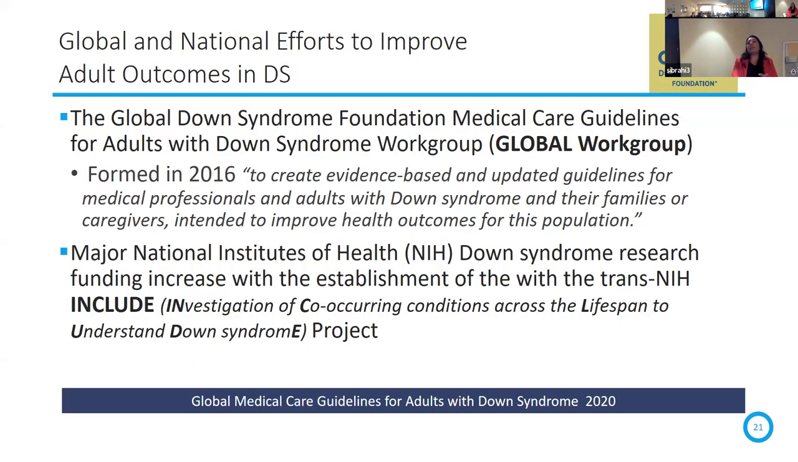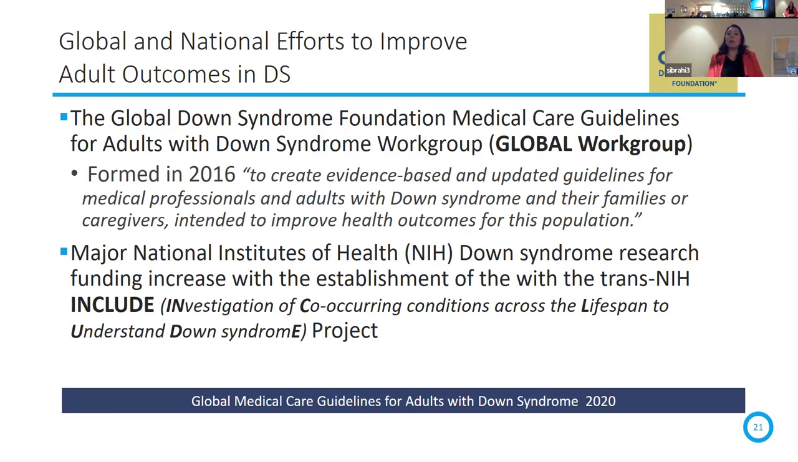And so what about the adult side? So there are global and national efforts for adult outcomes in Down syndrome. Looking at this group, called the Global Down Syndrome Foundation Medical Care Guidelines for Adults with Down Syndrome Work Group, it's a big mouthful. They formed in 2016, and their commitment is to develop guidelines, which I'll show you in the next slide, and then redo those guidelines every 5 to 6 years, because we realize there's not that much evidence. So we'll be seeing some of that data come through and maybe a next guideline here, but I'm going to give you some understanding of the current guidelines.